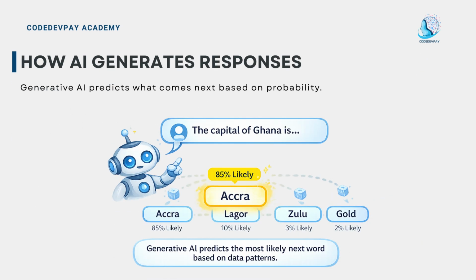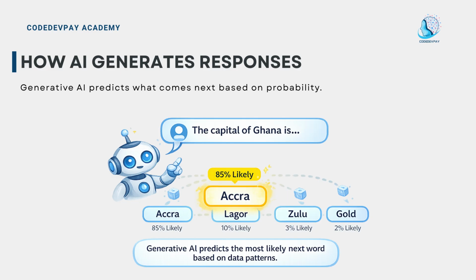Now let's look at how AI generates responses based on the prompt that it gets. The generative AI model predicts what comes next based on probability. We talked about it, that's the pattern. So if we start a sentence, for example, the capital of Ghana, you know the capital of Ghana is Accra. So the most likely word that is supposed to come after the capital of Ghana is Accra. The AI will complete it with Accra. You cannot expect it to give you something else.